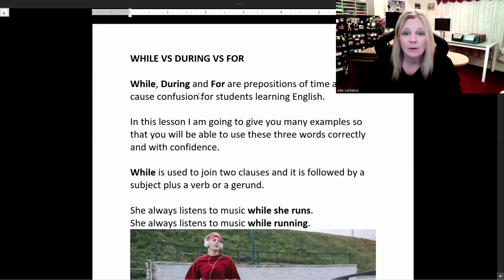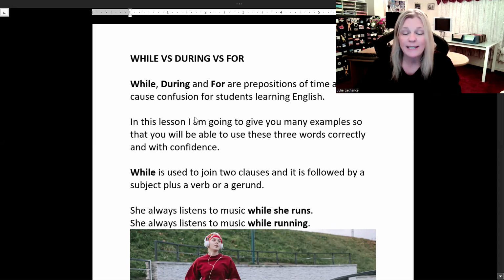Tonight, in this lesson, we're going to be looking at three words that cause difficulty for a lot of students. We're going to be looking at while, during, and for. Great, let's switch over, get our work screen so we can get started. And here we have it.